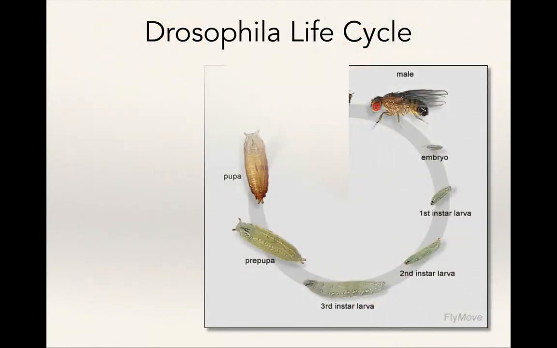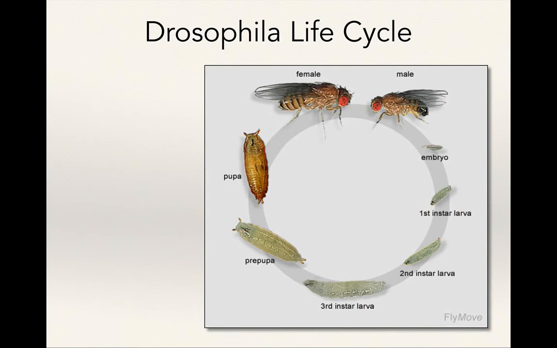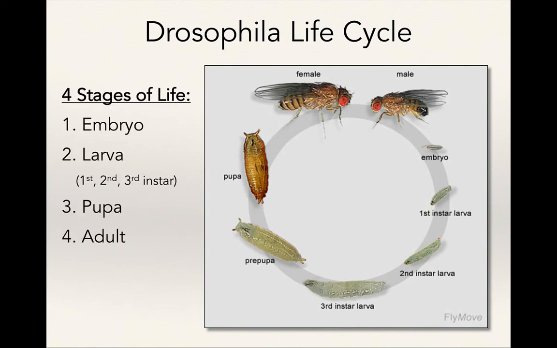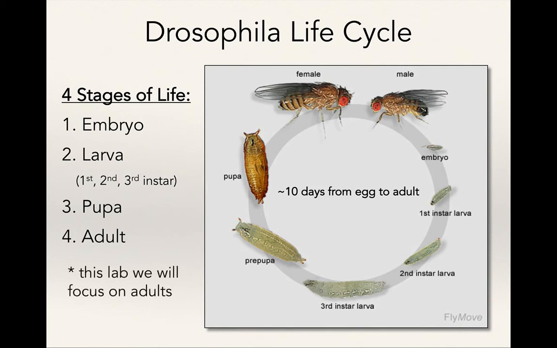As mentioned before, the Drosophila life cycle occurs over the period of several days. There are 4 stages of life in the Drosophila life cycle. The embryo, shown here, the larva, which progresses through first, second, and third larva. Last week you used third instar larva to dissect the salivary glands, the pupa, and then finally the adult. Again, this entire process will take about 10 days from an embryo to develop into an adult fly. In this lab, we will be focusing on the adult flies only.